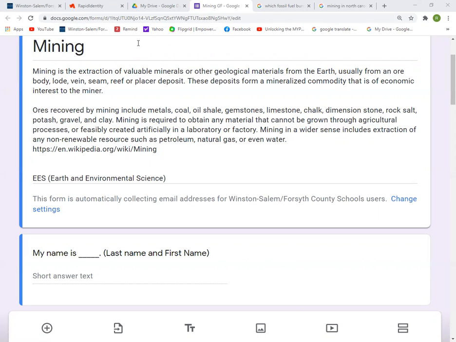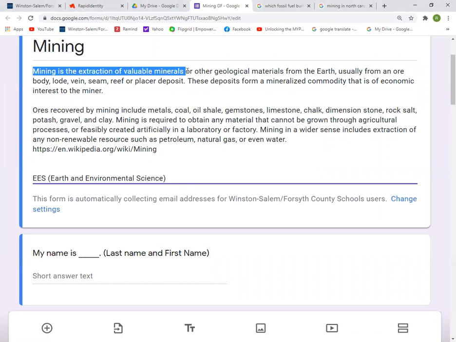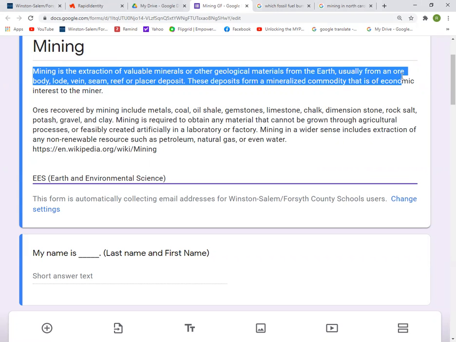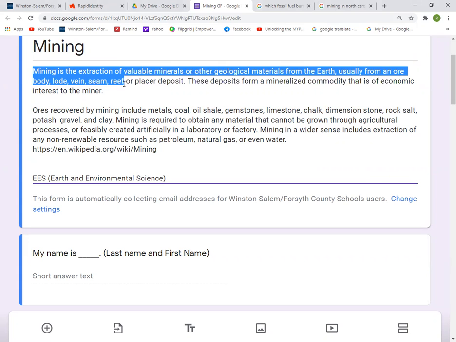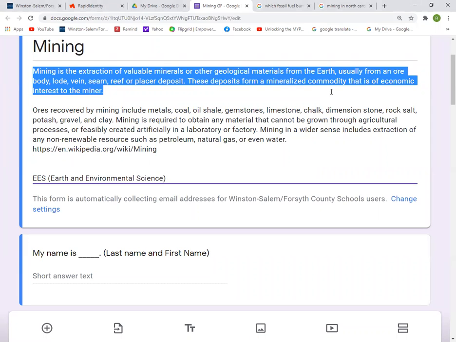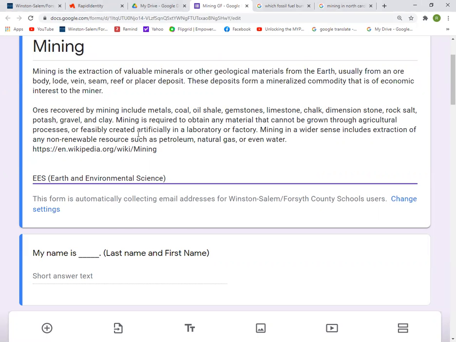Today we'll be discovering about mining. What is mining? Mining is the extraction of valuable minerals or other geological materials from Earth, usually from an ore body, lode, vein, seam, reef, or placer deposits. These deposits form a mineralized commodity that is of economic interest to the miner.